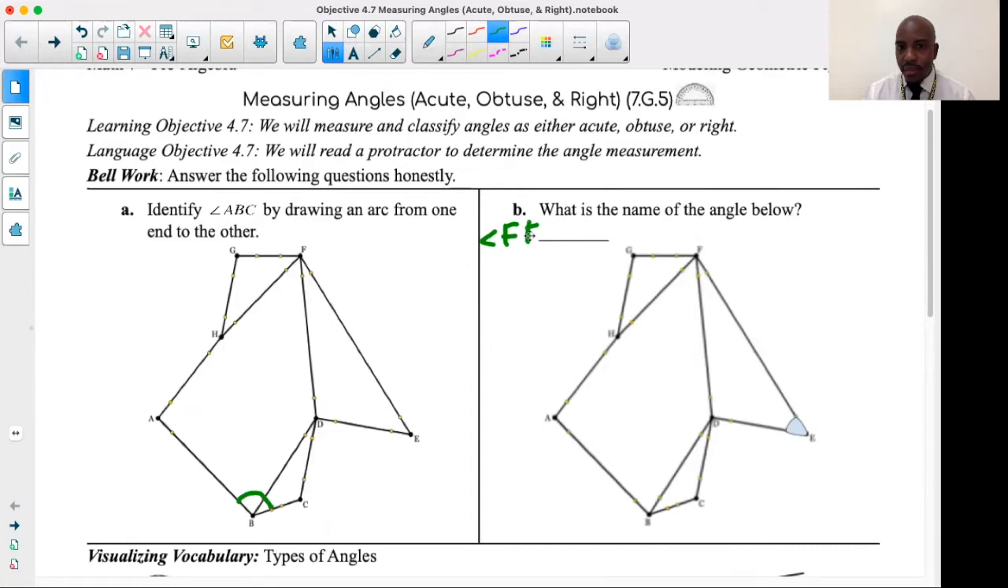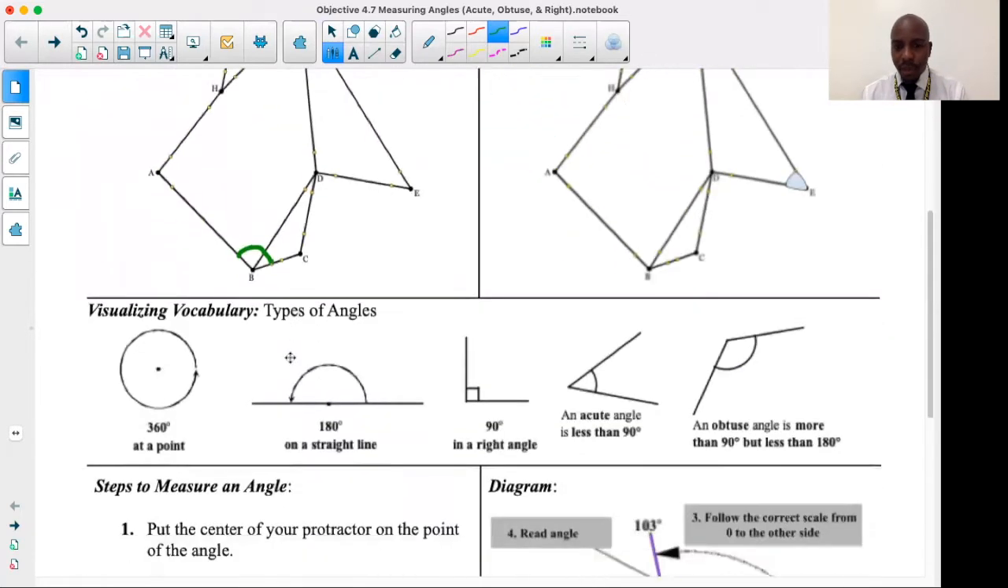FED, or you could have named it angle DEF, right? As long as E is in the middle, it is okay. You can't use any other letters, obviously, on the outside. It has to be D or F, but it's either one of these two configurations, okay?